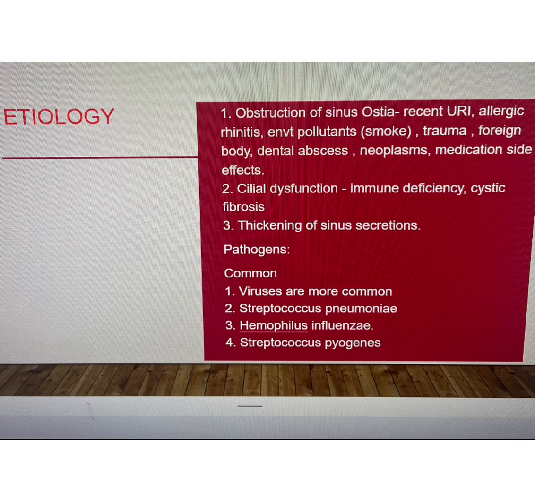Now, the pathogens: viruses are more common than bacteria. So that's why we need to know the duration of the symptoms. Streptococcus pneumoniae has some penicillin-resistant strains, and Haemophilus influenzae may be beta-lactamase producing. That's why we need to give antibiotics according to that. Streptococcus pyogenes and fungi are more common in patients who are immunosuppressed or have diabetes.